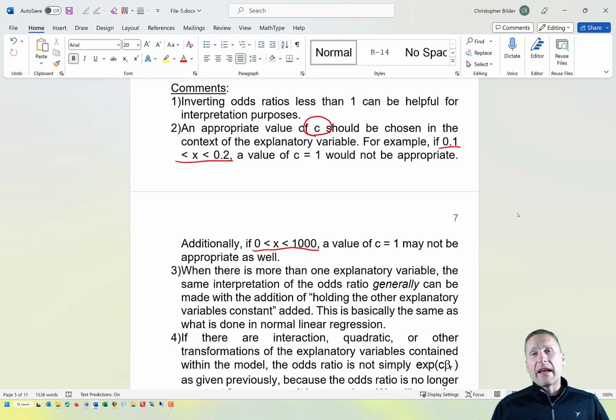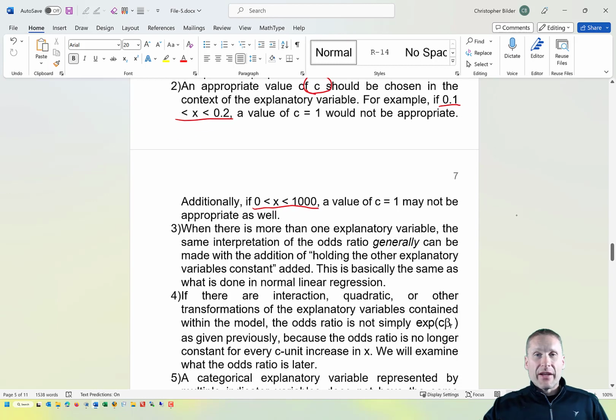The reason why I emphasize this is that sometimes it can be easy to be lazy and just always use c equal to 1 all the time. But in many problems, a value of c equal to 1 will not make sense relative to that data. And for those of you who are taking my class, I will take off points in a graded project or test if an appropriate value of c is not chosen.